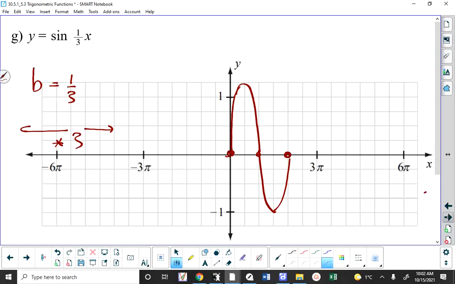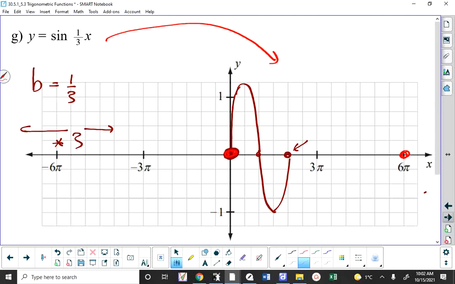If I take that, you imagine that this is a piece of wire that's flexible. And I nail this point down at the origin, and I grab this point here, and I stretch it 3 times further away from the y-axis horizontally. Then it's going to land at 6 pi. So this thing is going to go up, down, down, up. It's going to repeat to 6 pi. So sine of 1/3 of x is what I'm going to draw in red.